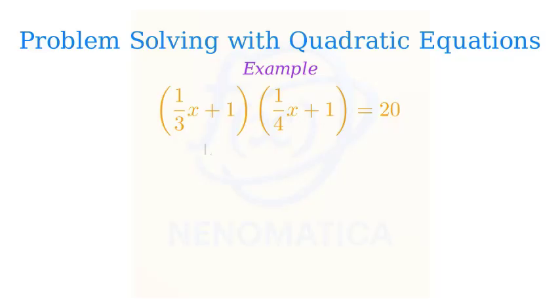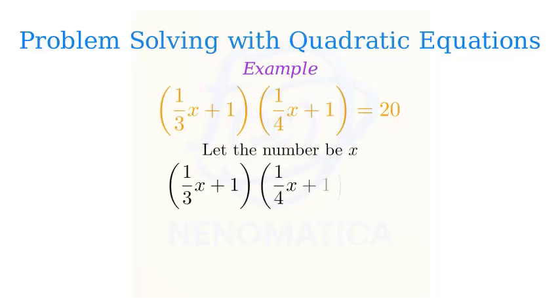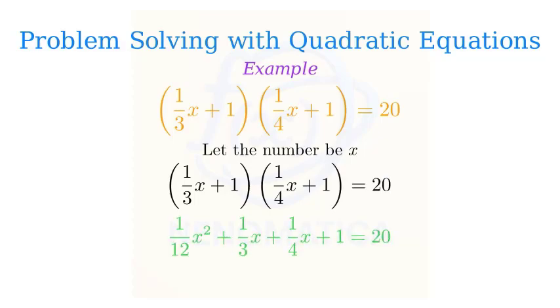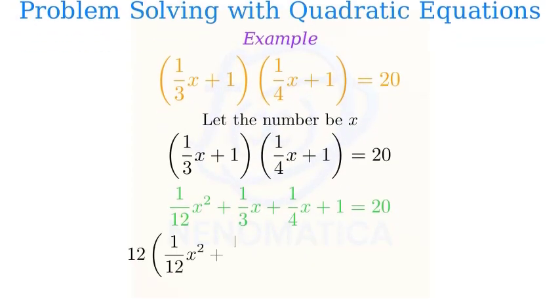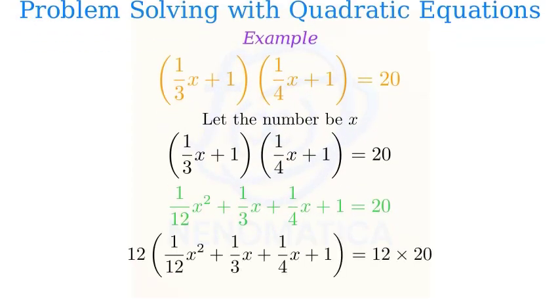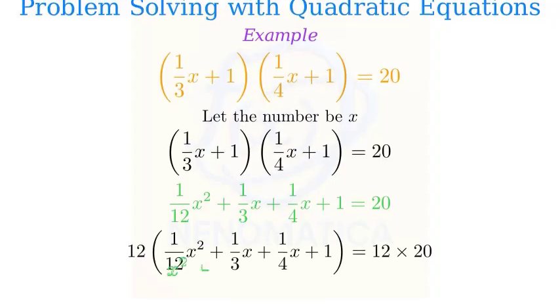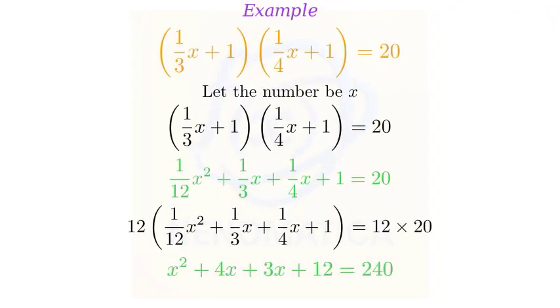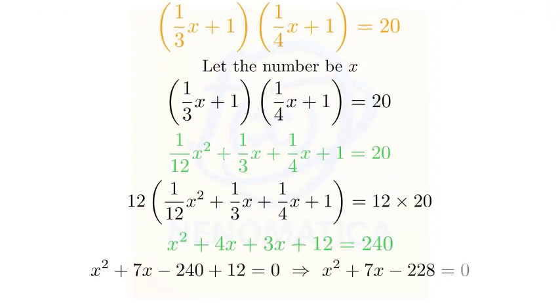Step 1. Let the number be x. Step 2. Write the equation exactly as given. Step 3. Expand the product using the distributive property. Step 4. Clear the fractions by multiplying both sides by 12. Step 5. Now simplify. Step 6. Combine like terms and move everything to one side.